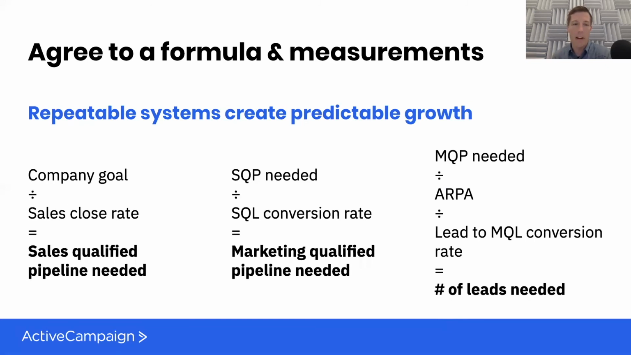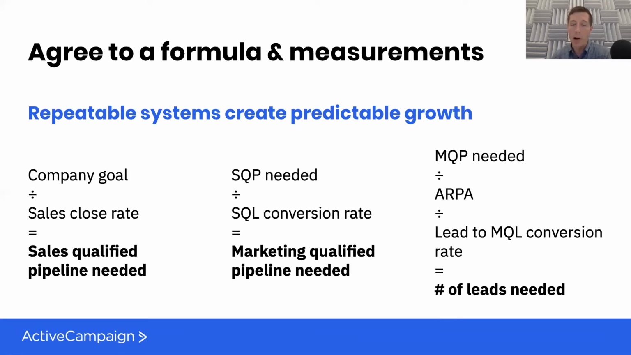Now, with all that aligned, it's about creating a formula, right? And using that alignment to drive the formula. You can keep it relatively simple. You can begin to understand what sales qualified pipeline you're going to need by understanding your company goal and what percentage of those you're able to close. What's your sales close rate against those?